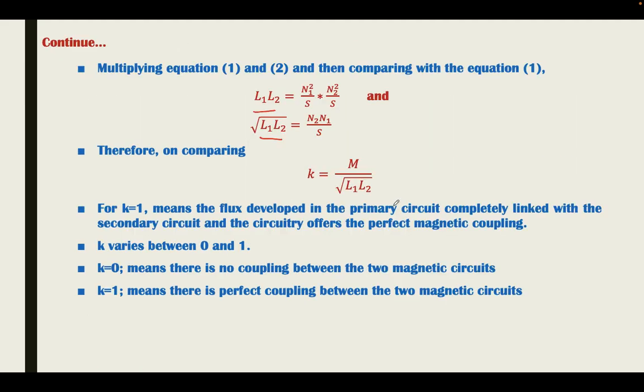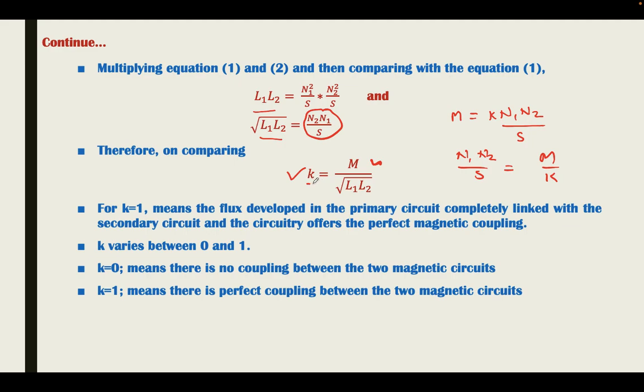Rearranging this equation and putting the value of M, we can say M is equal to K times N1 N2 upon S. Then N1 N2 upon S is equal to M upon K. Putting the value of this over here and rearranging the equation, we can find K is equal to M upon the square root of L1 into L2.